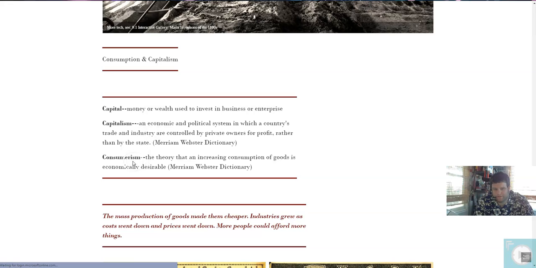The other important concept that's worth looking at here is consumerism, a theory that increasing consumption of goods is economically desirable. One of the things we'll see is capitalism and consumerism, even though they don't necessarily have to come together, they just always seem to. The two seem to go hand in hand a lot. But consumerism is essentially the idea of buying goods that are made.